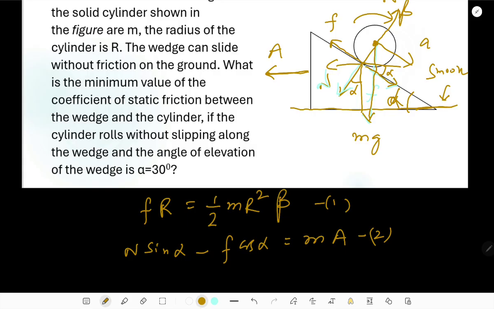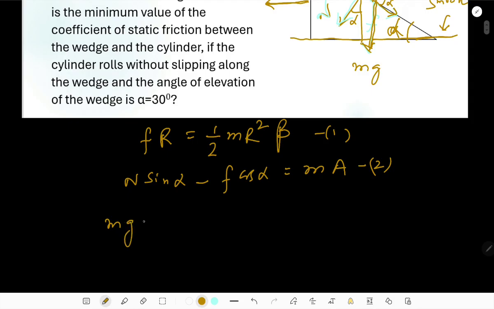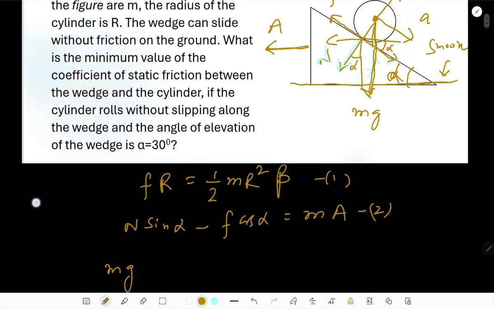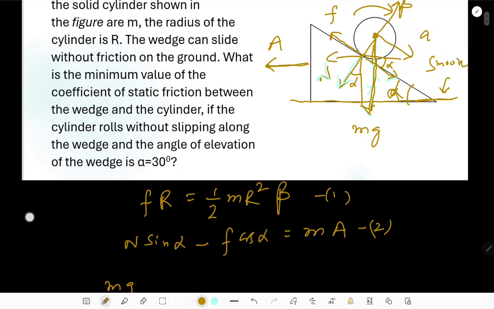And then what do I need to do? I'm going to try something else. I'm going to write down the equation of motion of the cylinder also in horizontal and vertical direction. So in vertically downward direction, I can see mg is acting downward, and the component of friction force is acting on it upward.